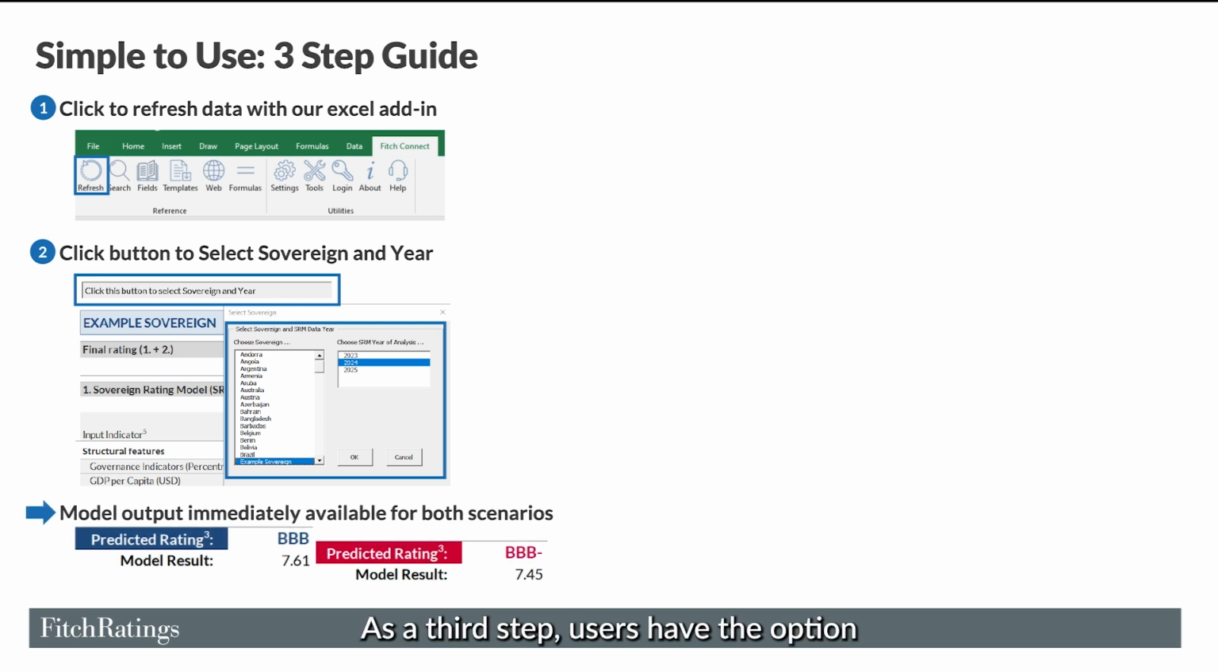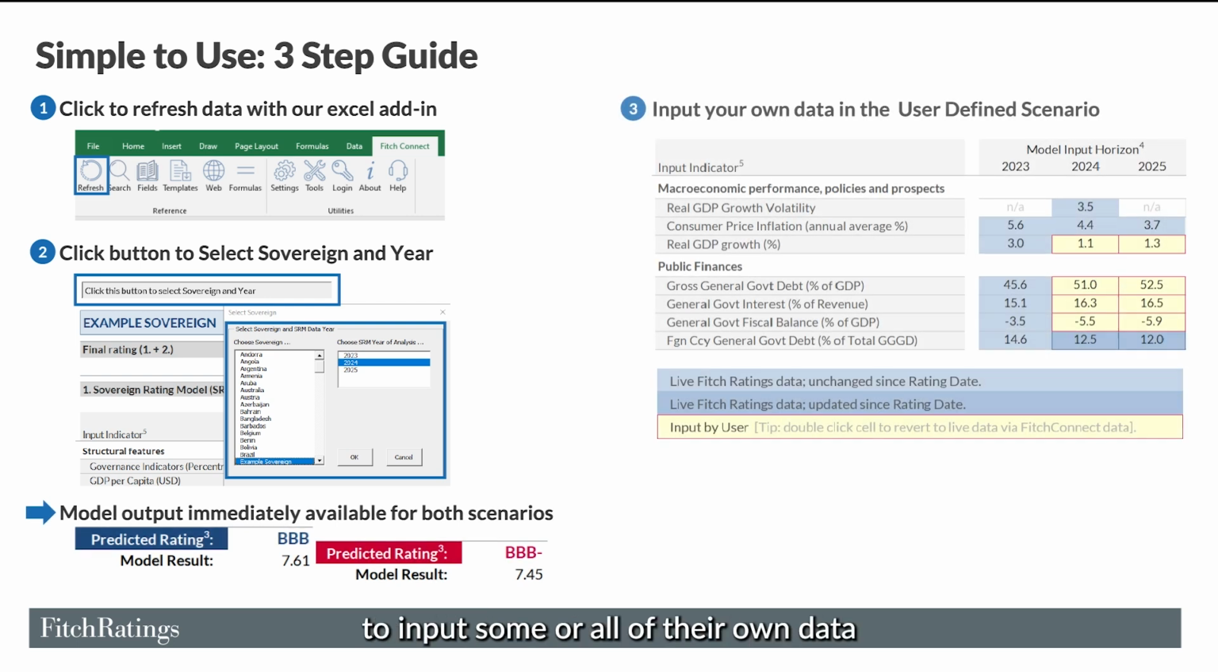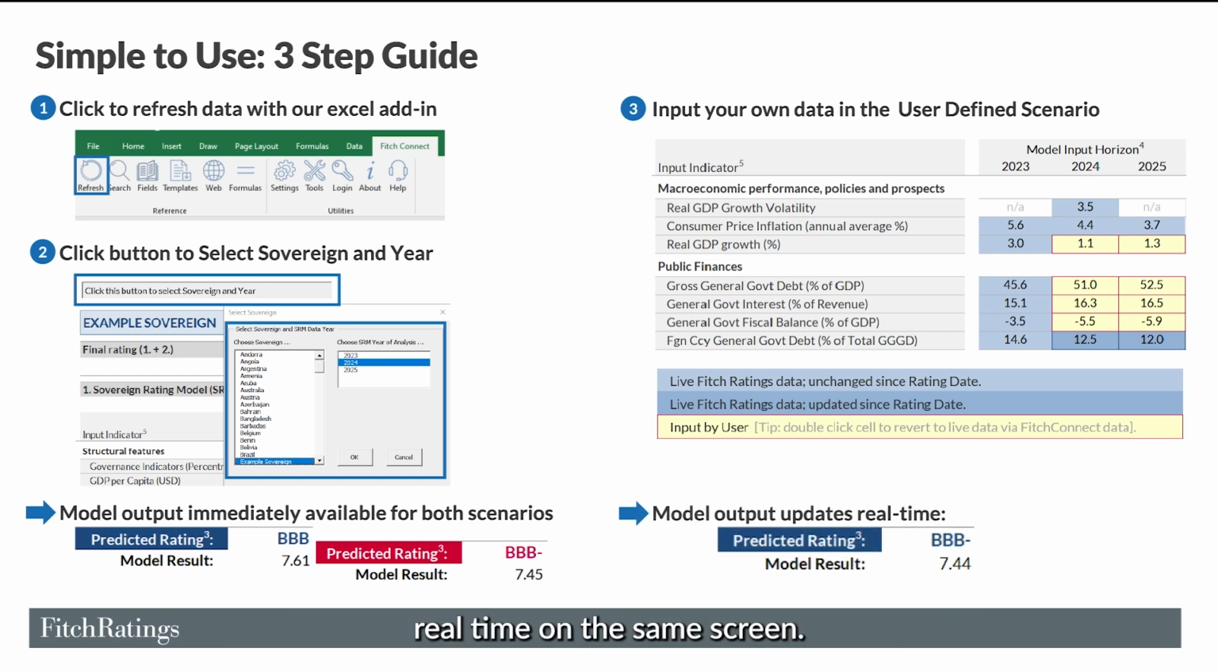As a third step, users have the option to input some or all of their own data directly in the user-defined scenario section. Input data cells turn to yellow to indicate that a given data point has been entered by the user, as distinct from the pre-populated data provided by Fitch. The model output updates real-time on the same screen.